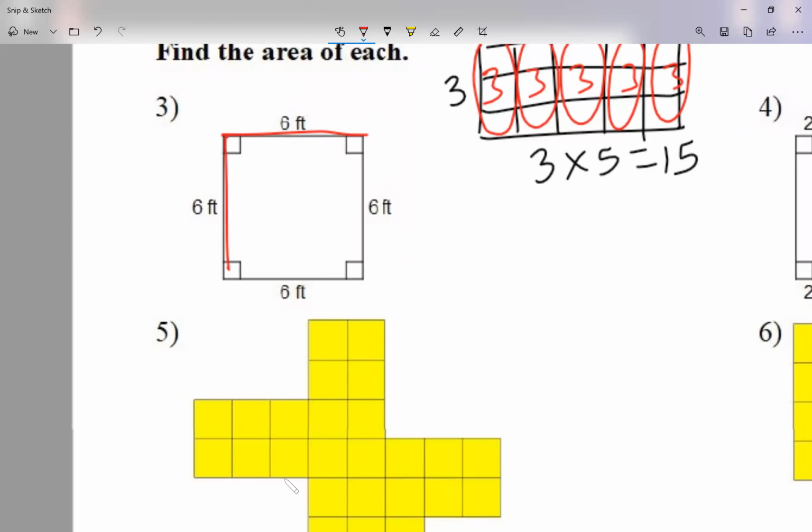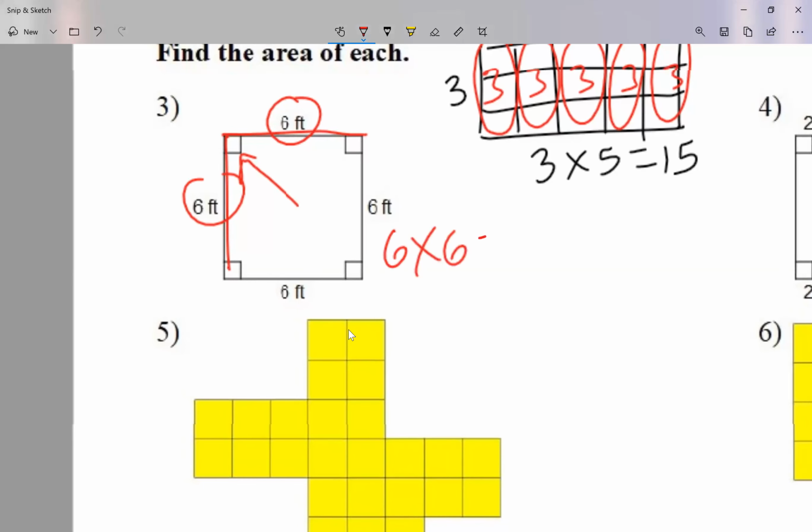In reality, the way I'm going to be finding this, I'm going to find a corner. In this case, I chose this corner. My corners are going to be represented with a 90 degrees. It doesn't matter which corner you choose, to be honest. I'm choosing that one. And I'm going to multiply the two numbers that make that corner. In this case was 6 and 6. And like I said, I'm just going to multiply it. 6 times 6 equals 36. That's how I'm going to find the area of a rectangle.